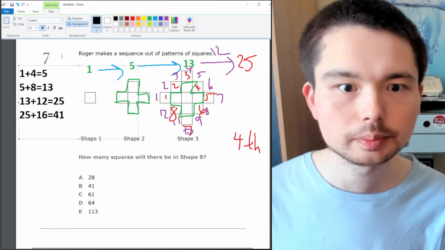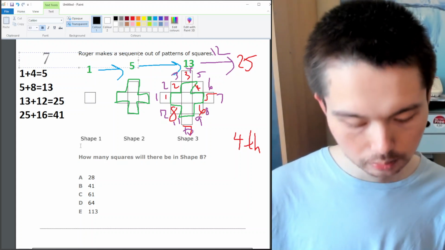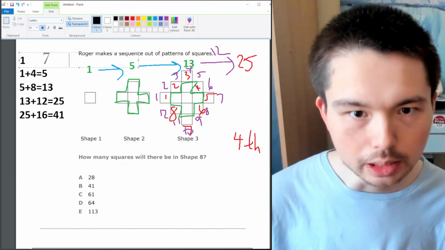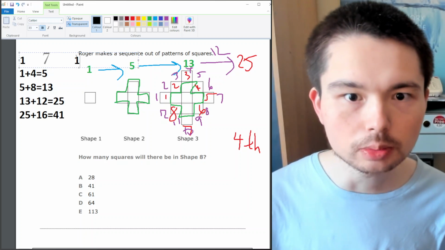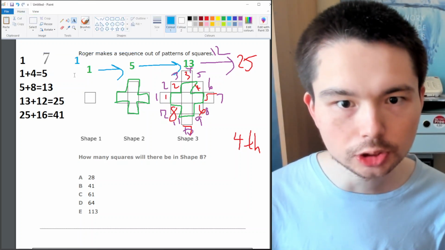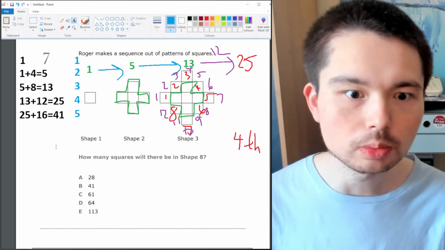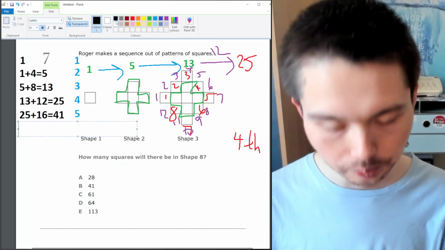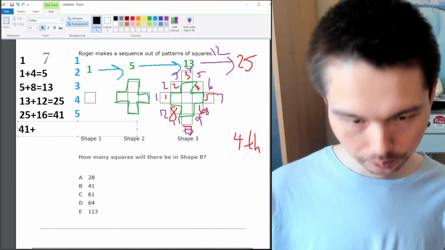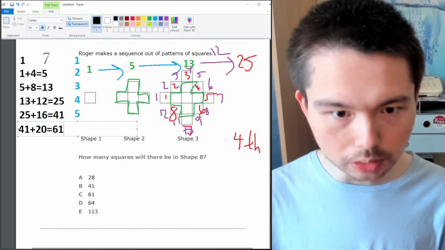Okay, keep going. So this is pattern 1. Shape 1 has 1. Yeah, of course it has 1. Hurry up. Put it there. It's 1. Then shape 2, 3, 4, 5. It's only a few more. We're good. So 41 plus what? 20. It's 61. Now we're going to do multiple choice.